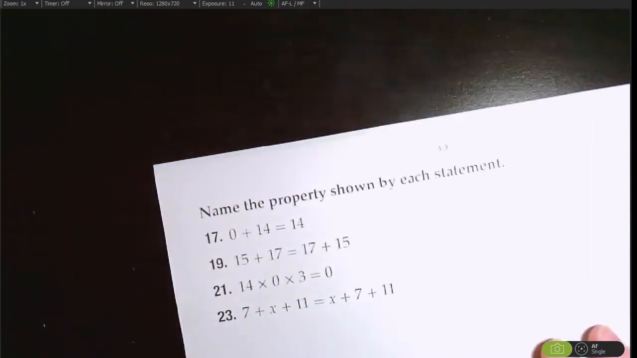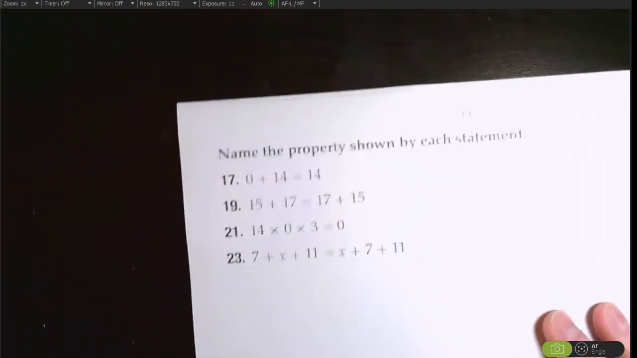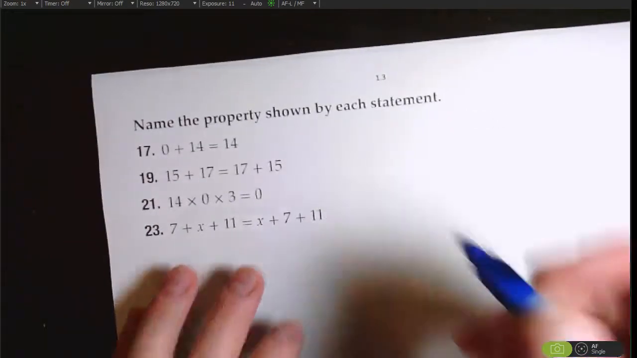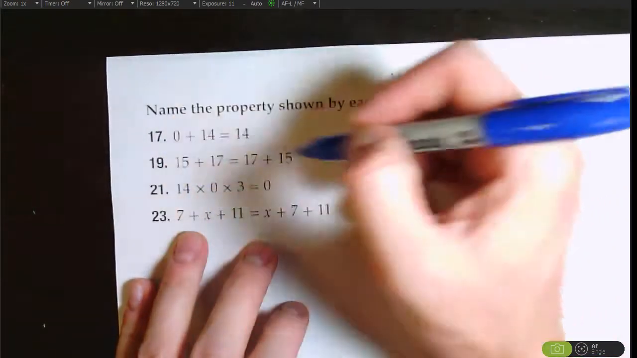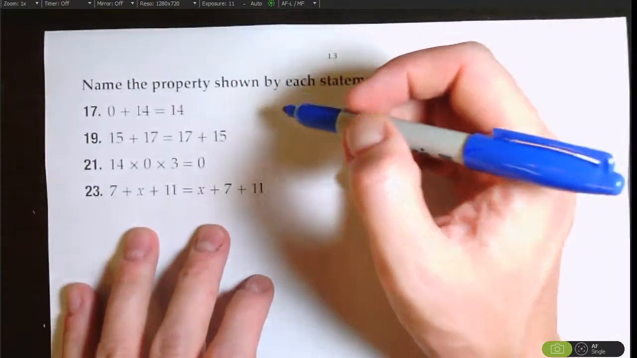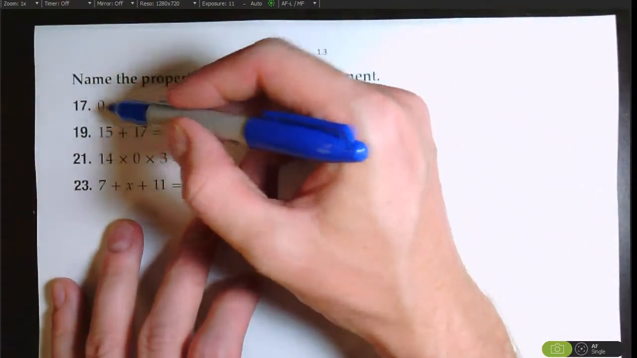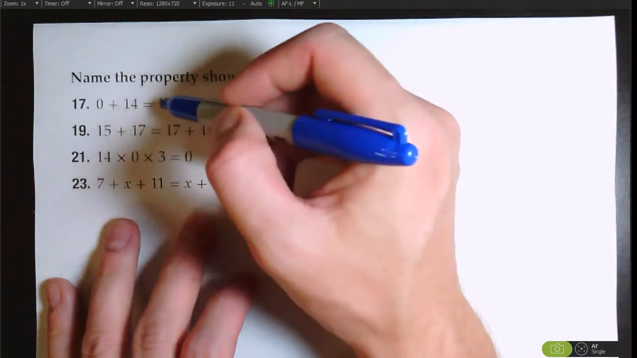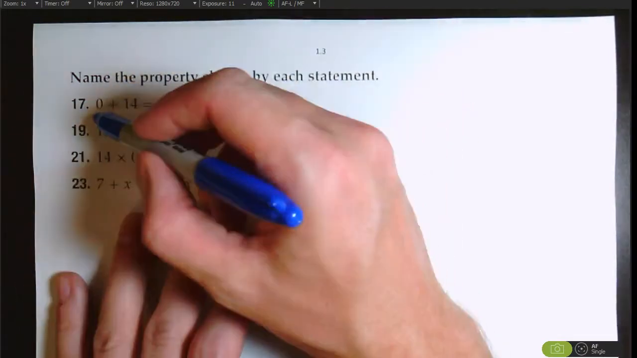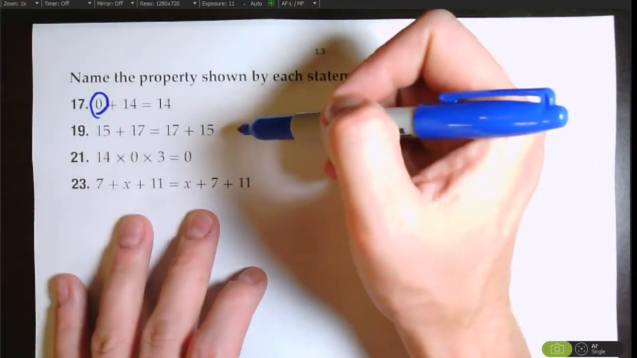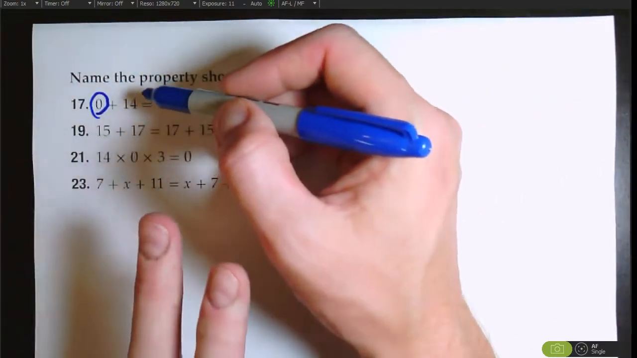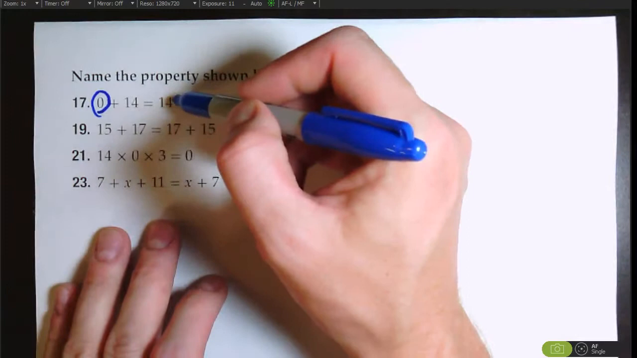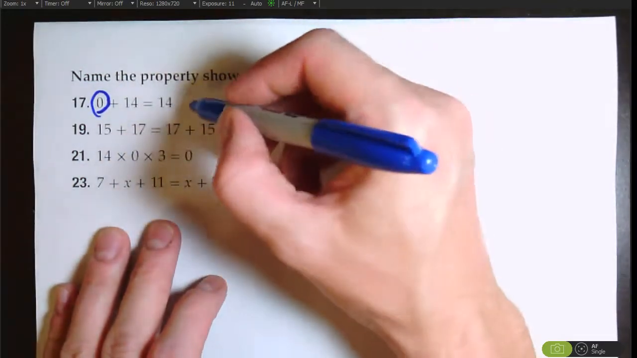Okay. Now we're talking about properties. So number 17, what we have to do is look at this here and see what's going on. And these are trickier at times, but I have 0 plus 14 equals 14. So basically it's just recognizing, hey, there's a 0 here. Now there are 0 properties, but there's two of them. There's the 0 property of addition, which I am doing addition.